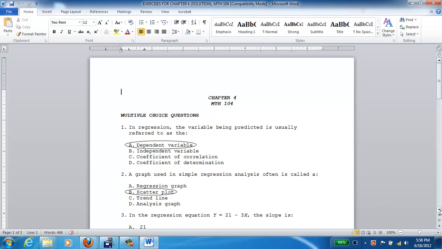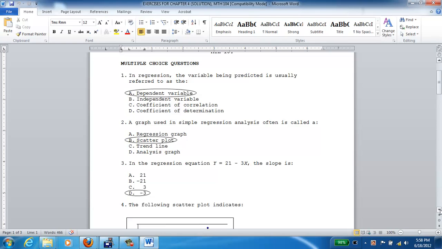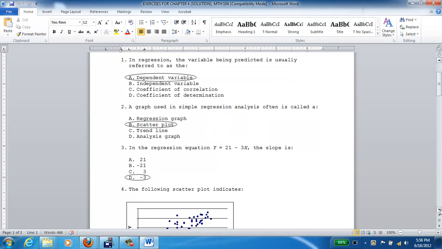We will go through the solutions for the exercises. Let's go through the multiple choice. Number 1, the variable that you predict, this is your dependent variable, your y. Number 2, the graph that we use in simple regression analysis is known as scatter plot, B.